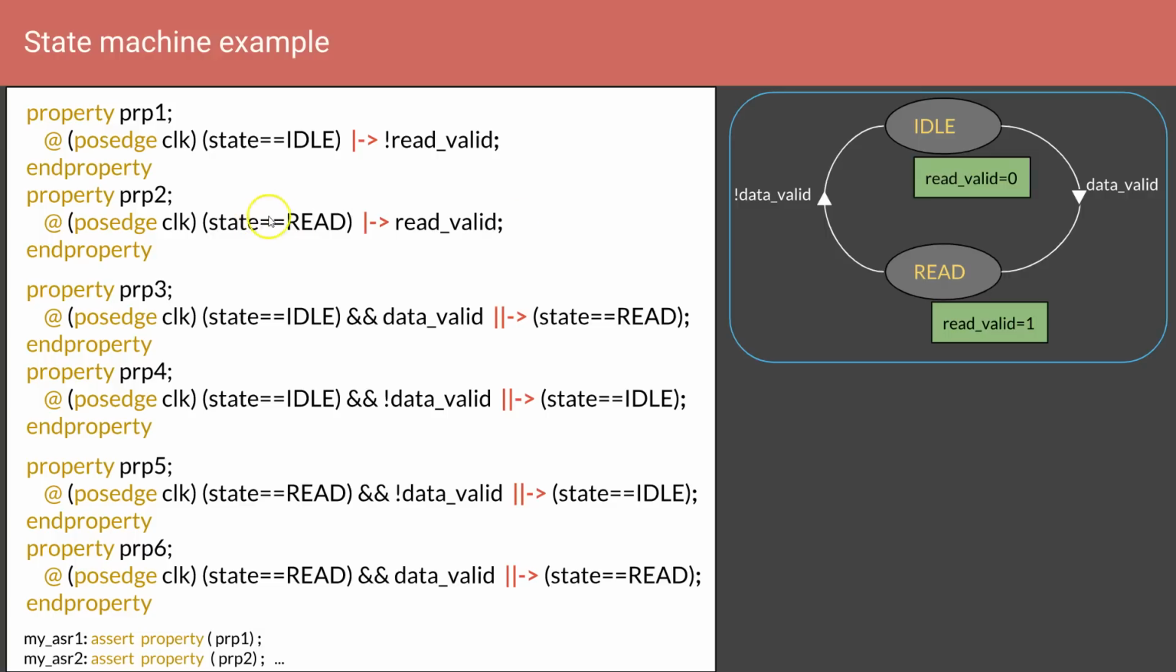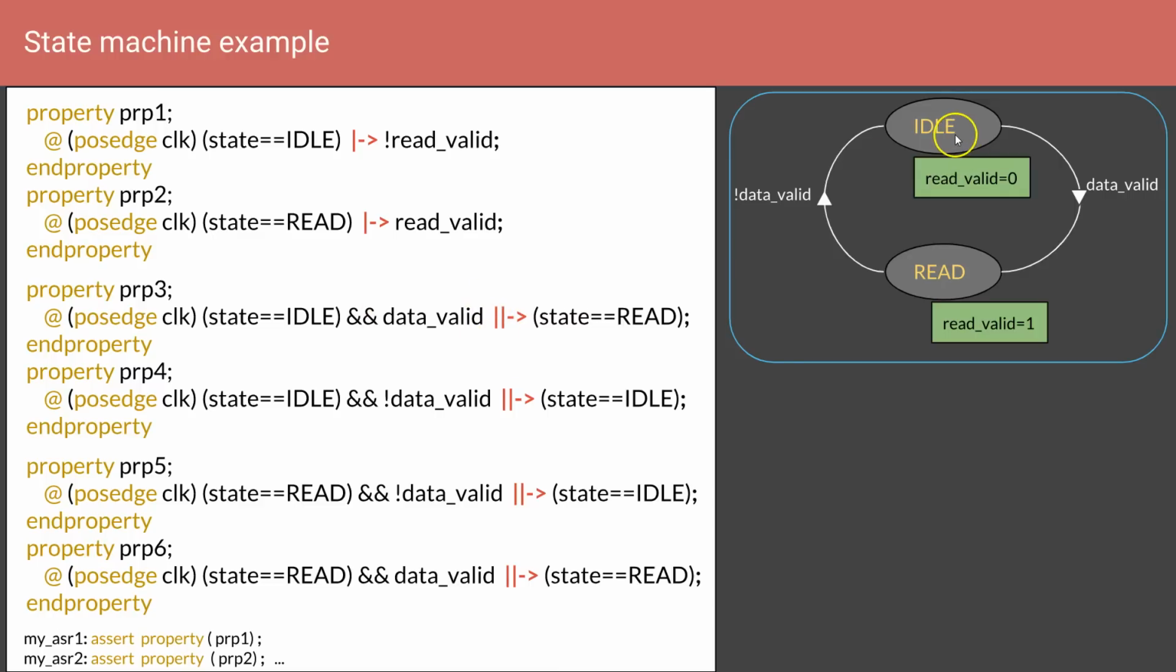In the same way, if the state is read, in the same cycle, read valid should be equal to 1. So these two properties are using the same cycle implication operators. And the next two properties are using the next cycle implication operators.